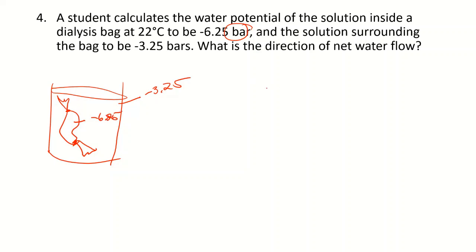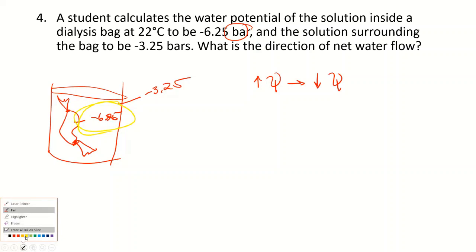So water always moves from where there is a greater water potential to where there's a lower water potential. So where is my lower water potential? My lower water potential is inside of my bag, because the farther away I get from 0, when I'm at negative numbers, the smaller the number. So water is going to move from where I have that higher potential, which is outside of the dialysis bag, to the inside of the dialysis bag.